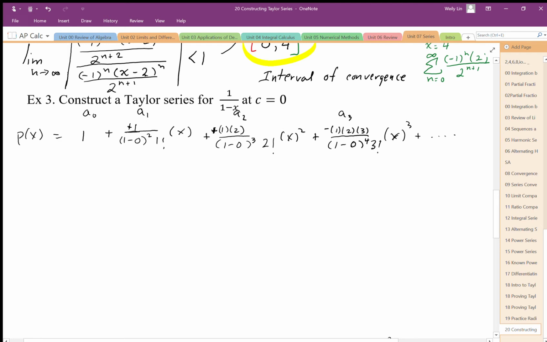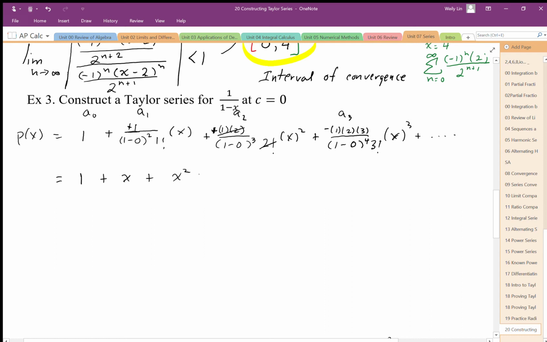Okay, so then I'm just going to make sure I can figure out my coefficients and I can maybe work out a formula for my coefficients. So this is going to be just 1 over 1 factorial. Okay, so this is just going to be x, and it's going to be plus. 1 times 2 is going to cancel out with the 2 factorial there. That's just going to be 1. 1 minus 0 cubed is going to be 1, so we're just going to end up with x squared.